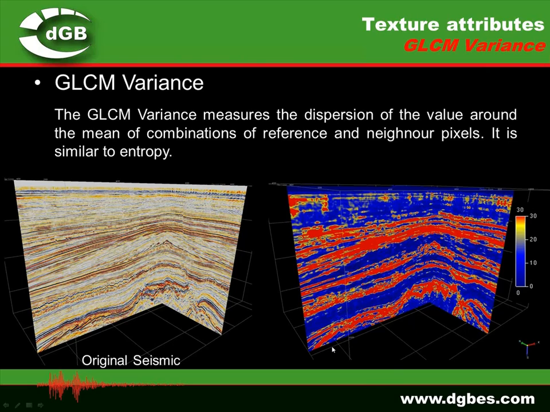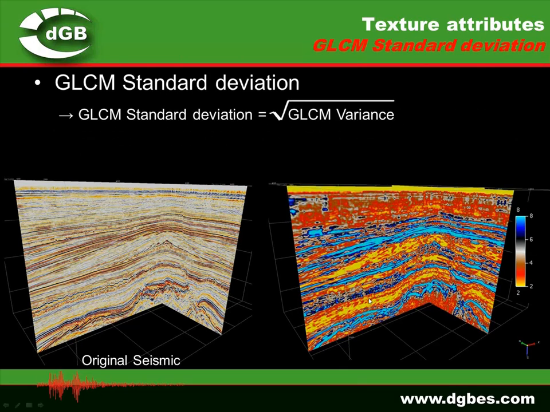So here you have the high value in red. So you have highly variable areas. And you see you follow the same areas that you've seen before in the previous attributes. The standard deviation is just the root square of the GLCM variance. So the same. Here is a low standard deviation.